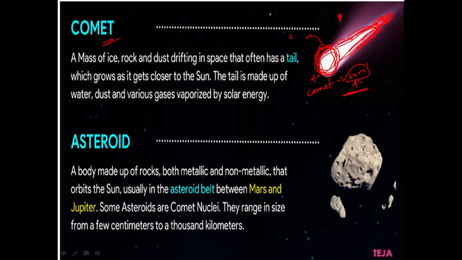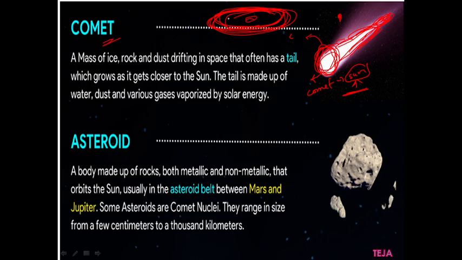Okay, and these comets revolve around the sun in a fixed orbit. This revolving orbit is an elongated path, so that is the reason sometimes it may take thousands of years to complete one revolution. So this is related to comets.